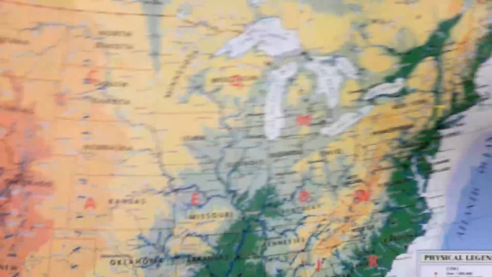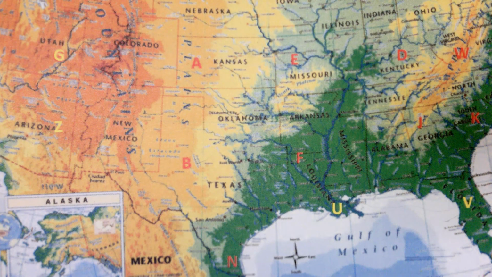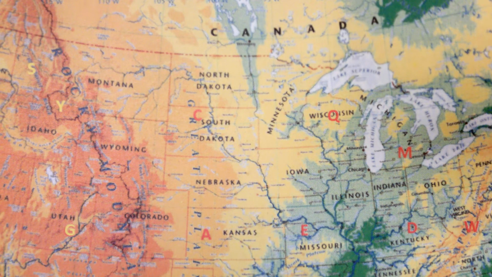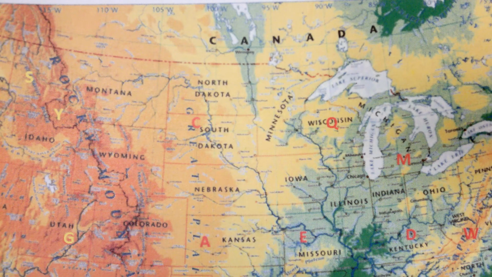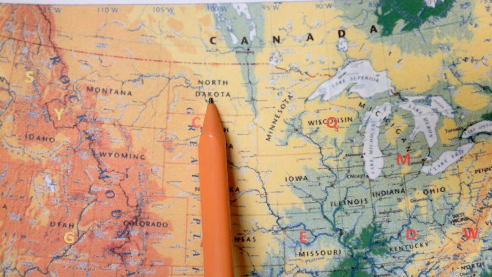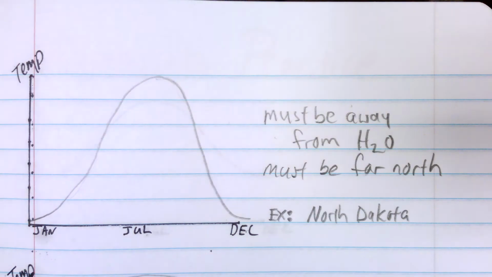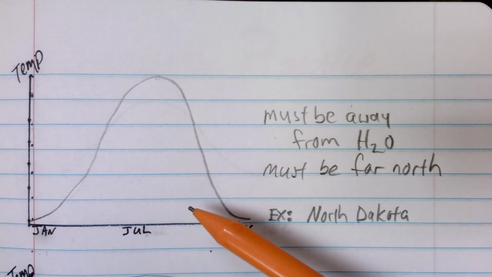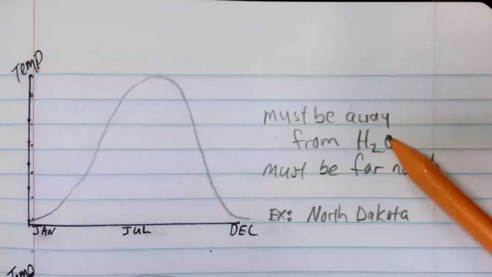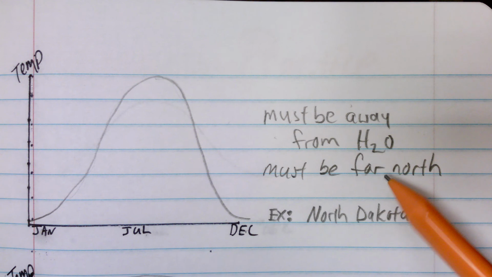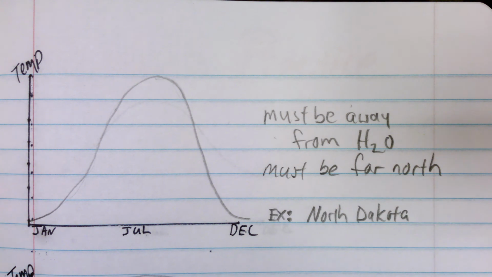It's not near the Atlantic. It's not near the Pacific. It's not near the Gulf of Mexico. So a good example of a place like this would be North Dakota because it's way far away from the water and it's really far north. And that's the kind of place that would have a temperature graph that looks like this. Far away from water, really far north. So a place like North Dakota.